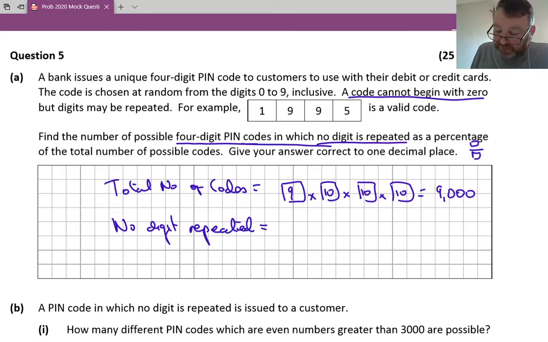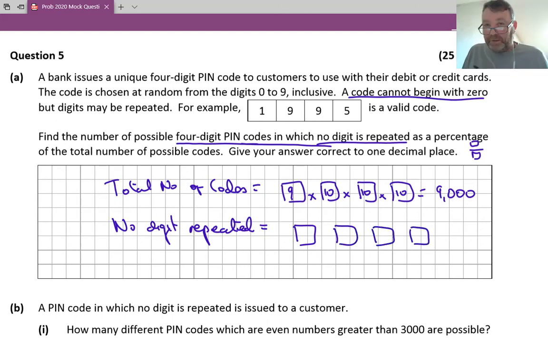Okay. So let's think about that. So again, we've got our 4 boxes to fill. Now, 0 can't go into the first box. So that means there are 9 digits available. I'm going to use one of them, which should leave me with 8. But 0 is allowed back in again. So that means the second box is 9. And then I'm going to use one of them that can't be repeated, which brings that to 8. And then I'm going to use one of them which can't be repeated, which brings that down to 7.